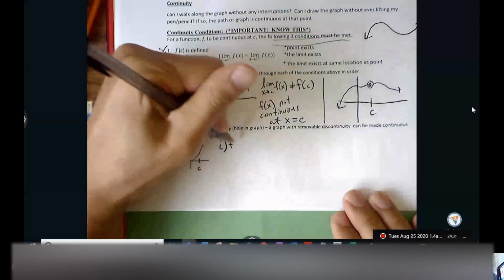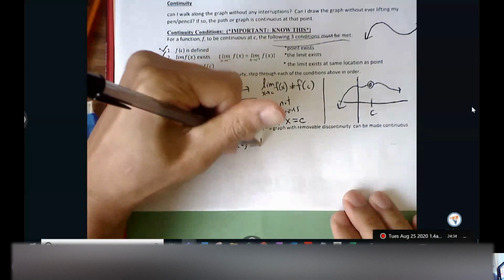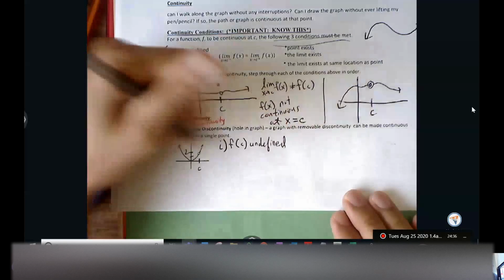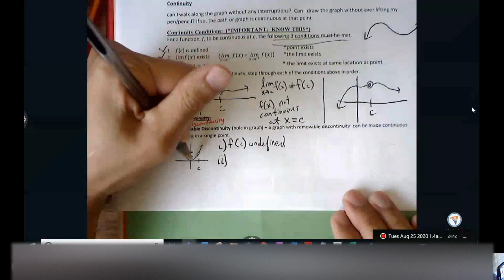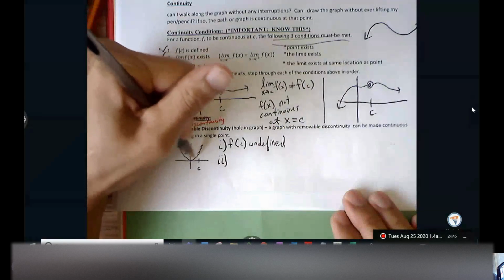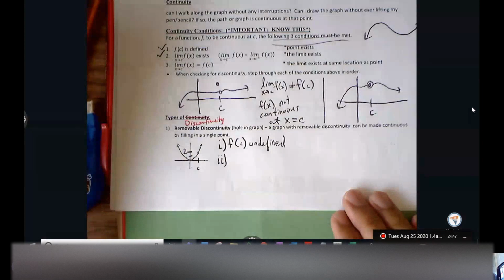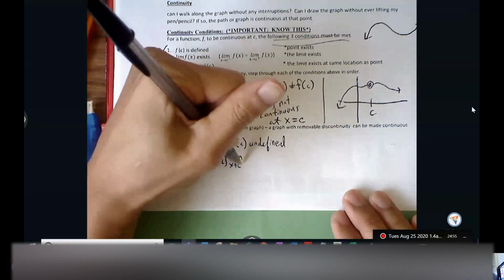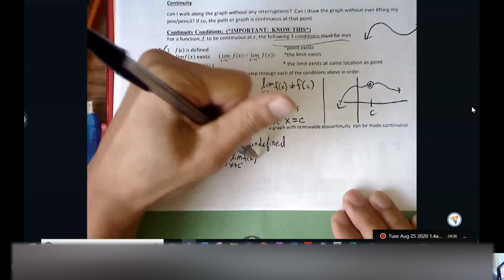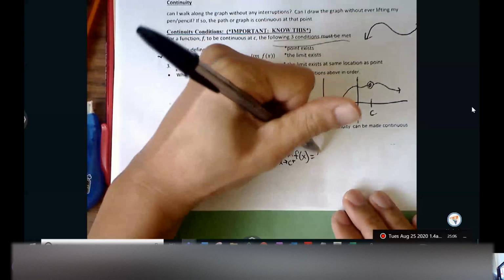In this case, you would say f of c is undefined. Right? We don't see any point that sits there. Second condition, does the limit exist? Yes. If I choose two points on either side and draw arrows from either side, they're both going to lead me to the same location. So the limit as x approaches c from the left side of f of x is equal to 2. From the other side it is also approaching 2. Therefore, we conclude the full limit exists.